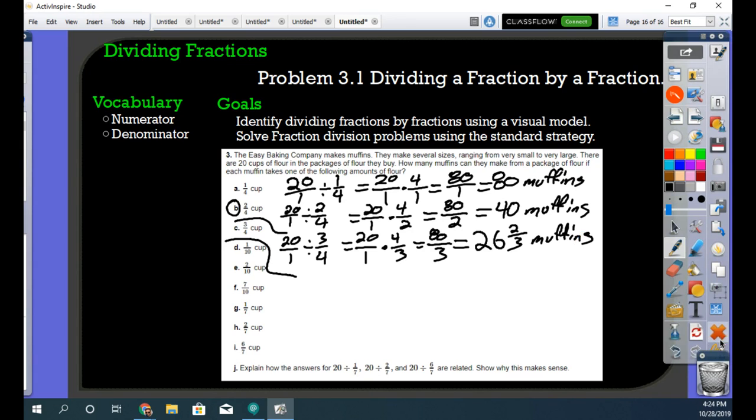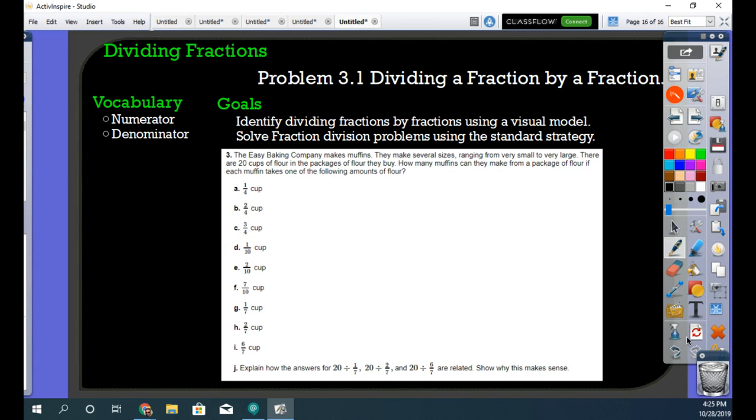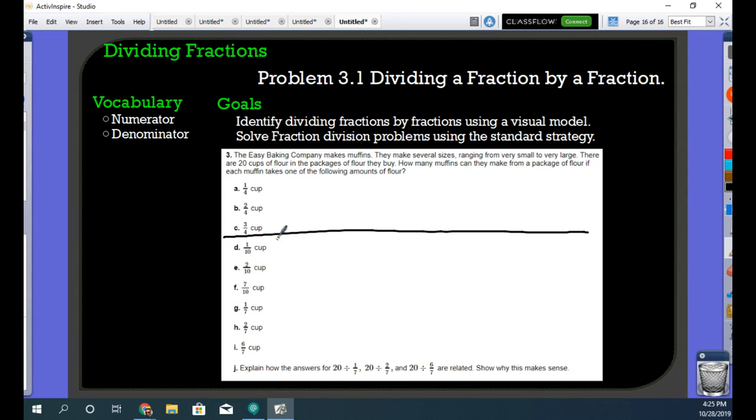Now we're on to D. Same process. 20 cups over 1 divided by 1/10 of a cup. Now, 1/10 of a cup is significantly less flour than 1/4 of a cup, so we should make a lot more muffins than 80.